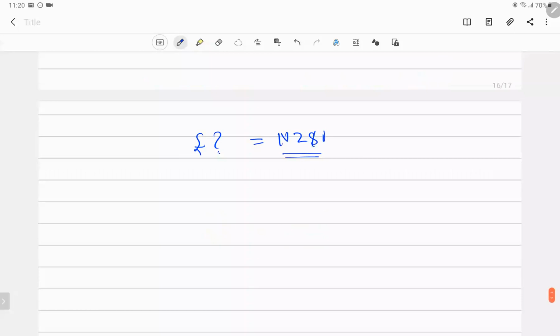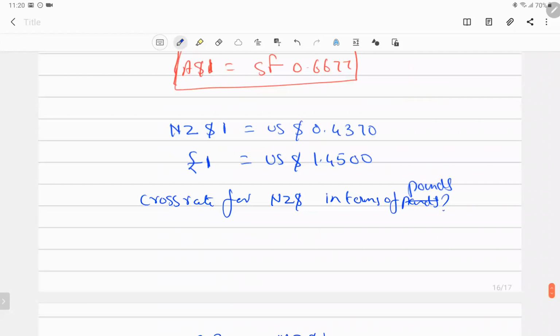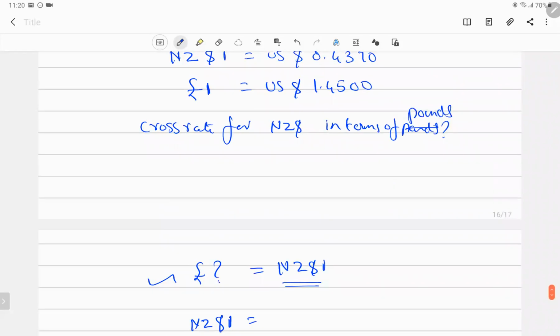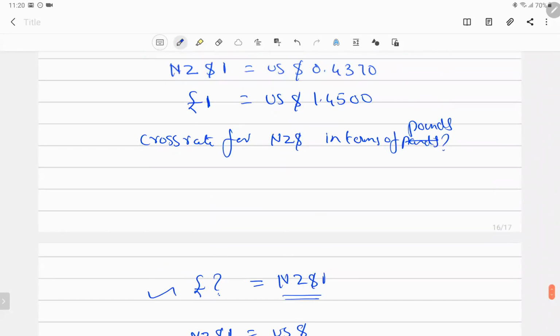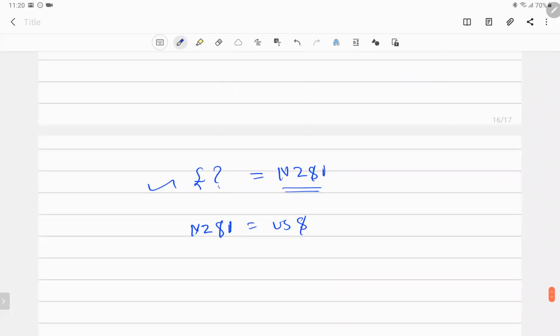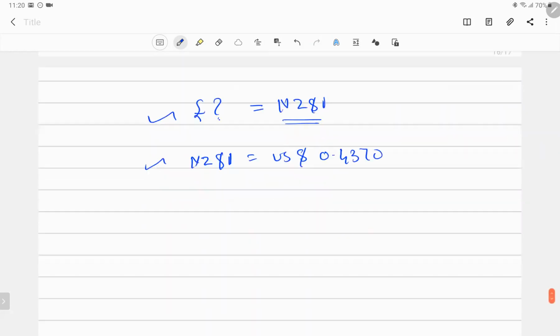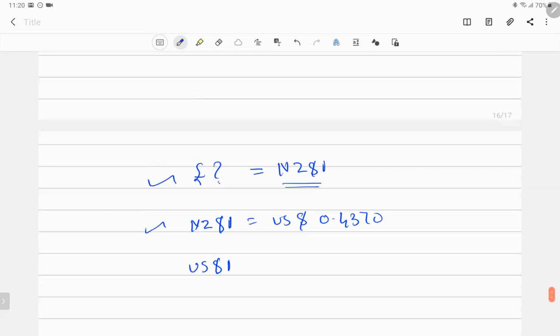Right? Then you have to ask the question, what will be the term currency, which is New Zealand dollar? If they have given it, you can put that. Yes, they have given it. It is US dollar 0.4370. Right? Once again you ask, what is $1 US? Okay, see whether $1 US is given.